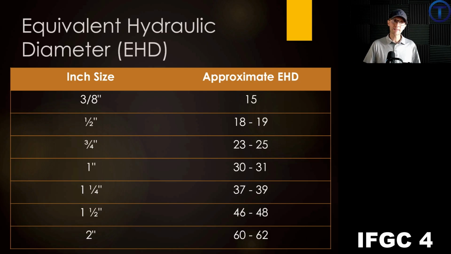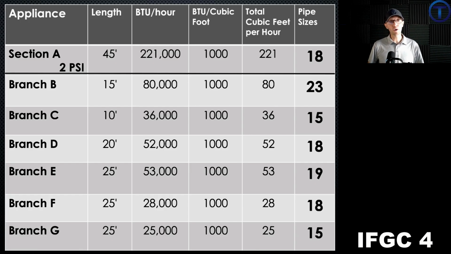You have 3/8 is about 15 EHD. If you're looking for half-inch pipe, that's 18 to 19 EHD. 3/4 is 23 to 25. 1 inch, 30 to 31. 1 1/4, 37 to 39. 1 1/2, 46 to 48. And 2 inch, 60 to 62. That's your rundown on the EHD sizes. Really, you should be able to go and order according to these sizes and get your whole system put together.